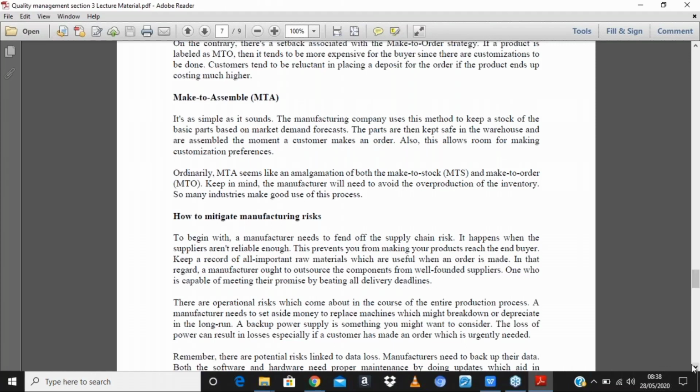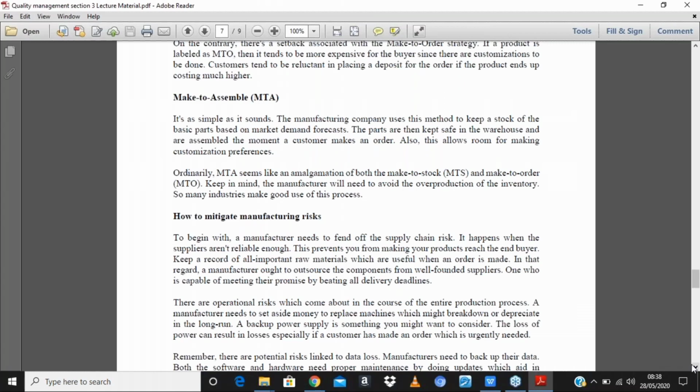It's important to learn how to mitigate the risk in production and supply chain risk. It happens when suppliers aren't available enough, and this prevents you from making your products reach the end buyer. So you have to mitigate manufacturing risk, because you may produce and your products are not being sold, not being bought, not being used. So you have to create that supply chain.